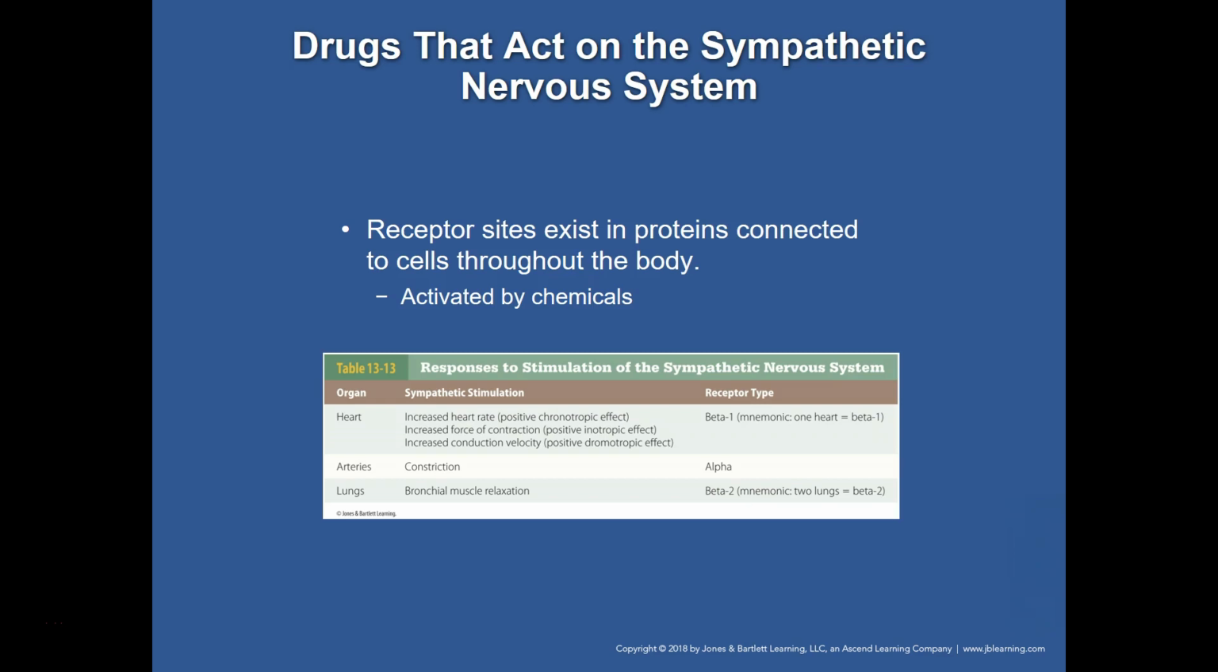So the first system that we're going to look at are drugs that act on the sympathetic nervous system. Of course, we're going to start off our discussion in part 2 with probably the most complicated discussion that we can have, and it has to do with the sympathetic, parasympathetic division of the nervous system. So think back to the nervous system. Remember, sympathetic is fight or flight, parasympathetic is rest and digest.